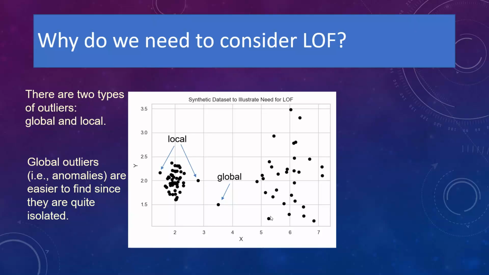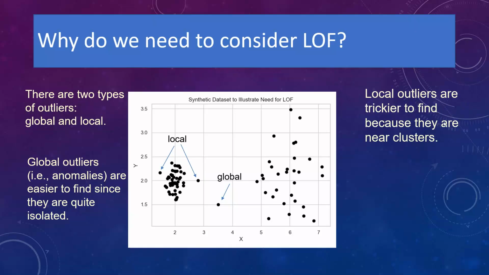On the other hand, this is a sparse cluster, and so the distance between this point and, say, this point here is about the same as this point and this point here. So if we use a distance-based anomaly detection technique, we're going to either include all of these as outliers and this point, or we're going to neglect this point and also neglect all of these as outliers. So distance-based methods like k nearest neighbors won't really work here. And so local outliers are trickier to find because they are near clusters. And so that's the key to the whole LOF method.